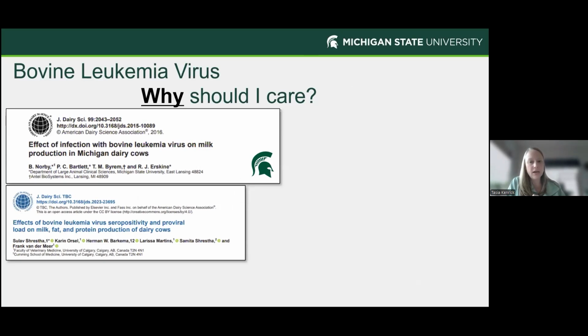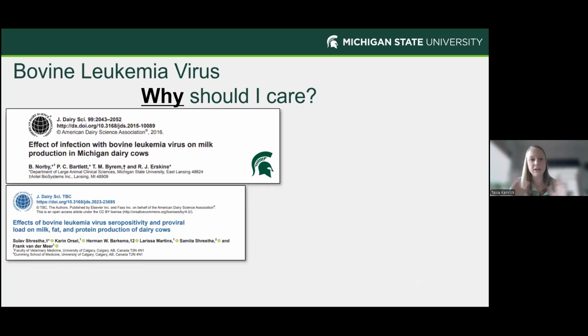That's not all. We also found, Dr. Norby and Erskine Bartlett, this was a Michigan State study as well, found that the animals with increased levels of bovine leukemia virus have decreased milk production. The study out of Canada found that animals with higher BLV levels, lots of virus circulating in that animal system, had lower milk components.